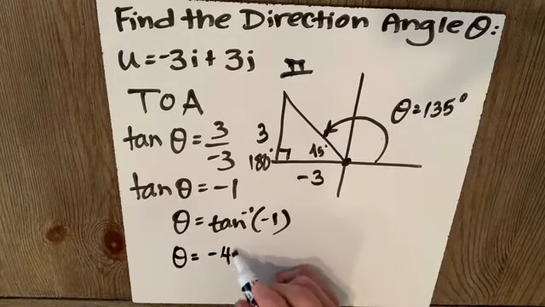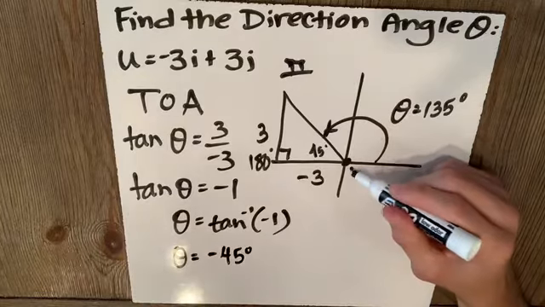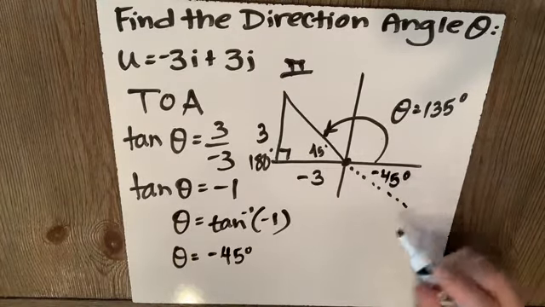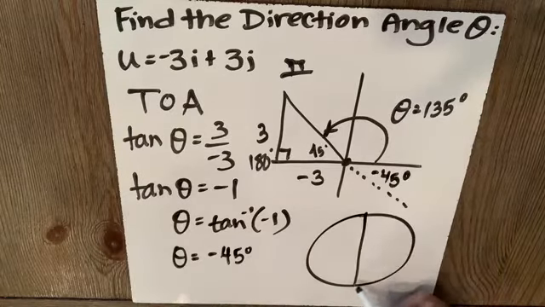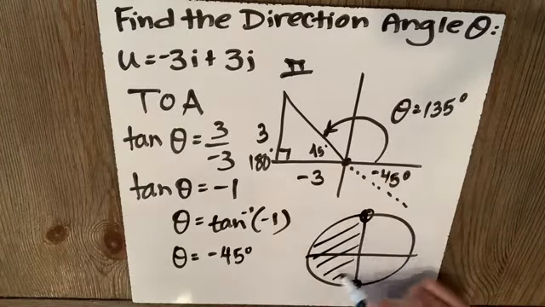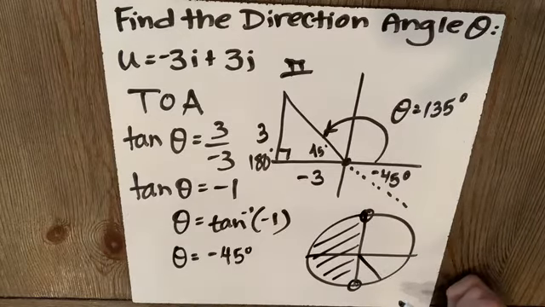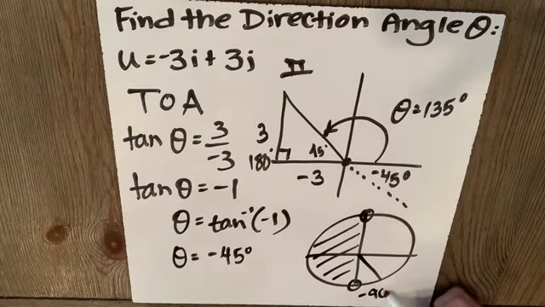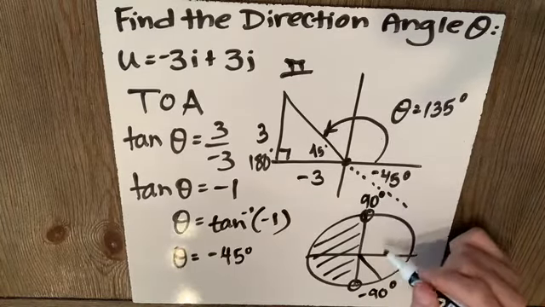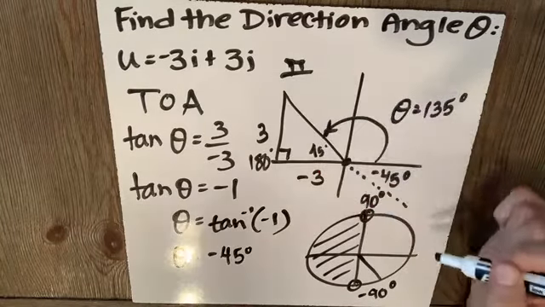I get negative 45 degrees. Look what your calculator is spitting out. Negative 45 degrees. Of course it is, because we know, for reasons I think we've hit quite hard, that the range for inverse tangent is from negative 90 degrees to 90 degrees. You can't even reach 90 degrees. You will never reach 135 degrees.